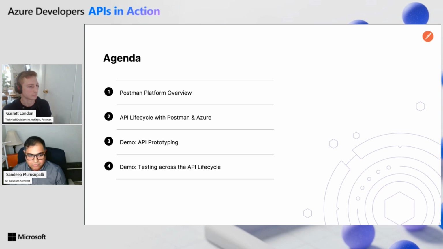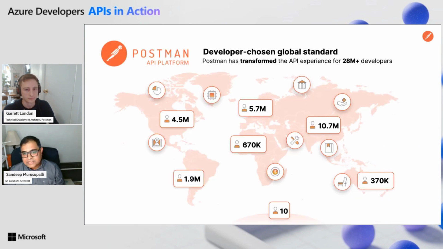We'll show you a demo of how you can use Postman in the API lifecycle in the design phase while you're prototyping the APIs, getting your design right. But also we'll show the second demo, which will talk about how you can use Postman to test your APIs across your API lifecycle. So let's get in.